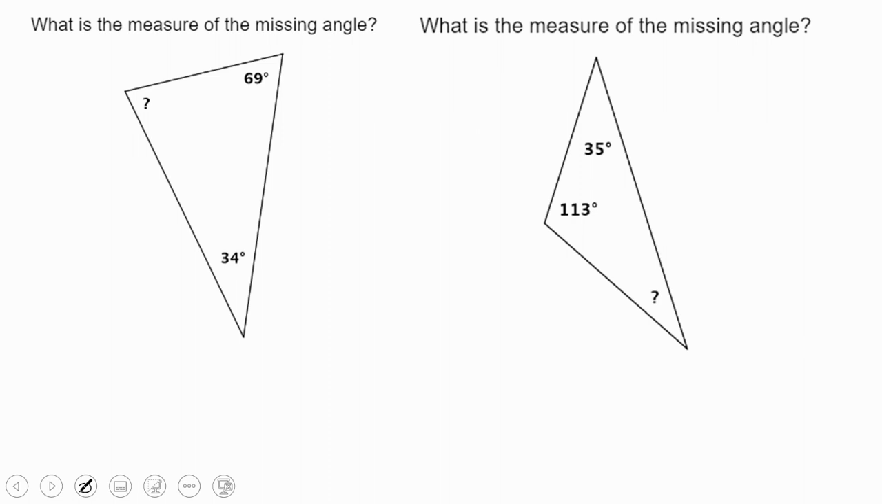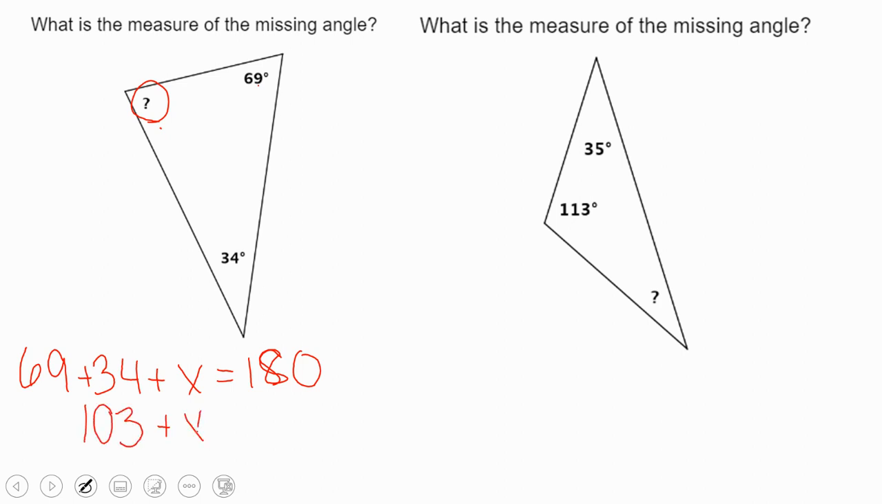In this first example, it's pretty straightforward. You want to know what the missing angle is. We know that the three angles need to add up to be 180. So 69 degrees plus 34 degrees plus the missing value need to equal 180 degrees. 69 plus 34 is going to give you 103 degrees. Now, I'm solving this equation on purpose. All you're doing is adding these together and subtracting from 180.